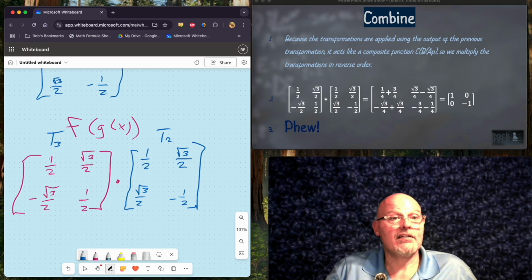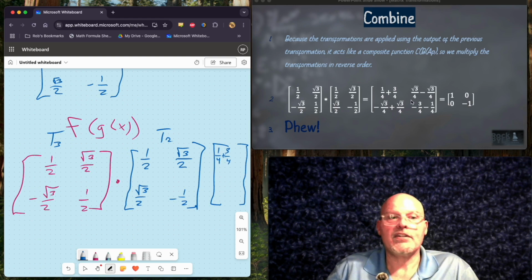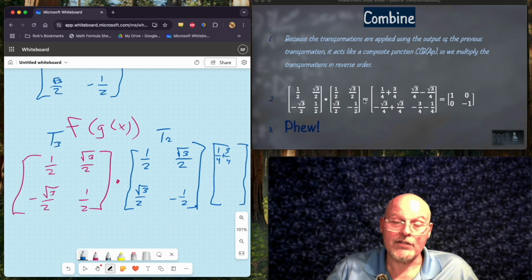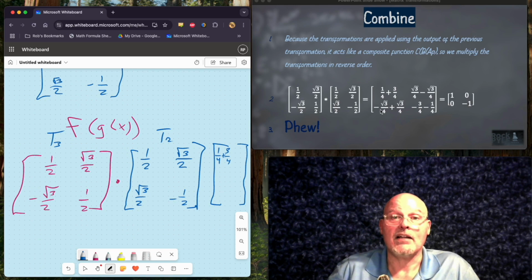So if I do this, it's going to be a 1 by 2 matrix. And the first one is 1/2 times 1/2, or 1/4, plus root 3 over 2 times root 3 over 2, which is 3/4. So that's going to be 1. Similarly, you can see up here we do the same thing. So I do think you should pause, make sure that you're going to get these at least, and then come back and watch the video.